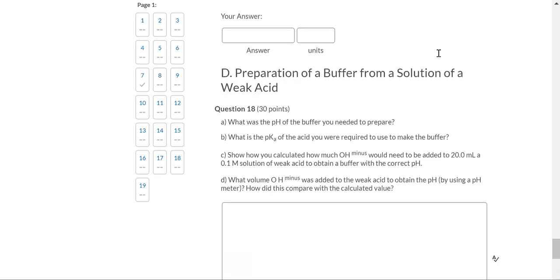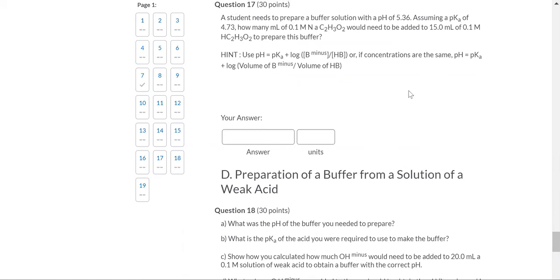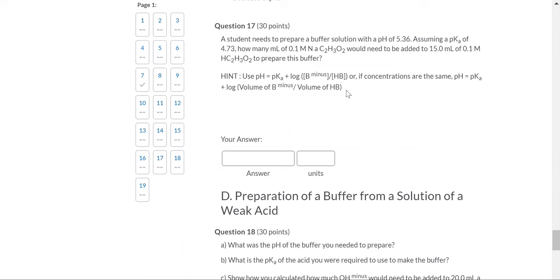Remember, the most important part is that most people forget to use, they get so used to this fancy equation down for question 18. Question 17 is, again, a very simple equation. All you do is put pH here, pKa here, volume of B minus, HB is 15 down here, and you solve for the volume up here.